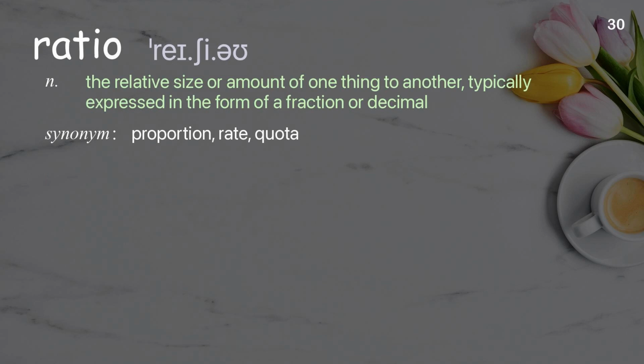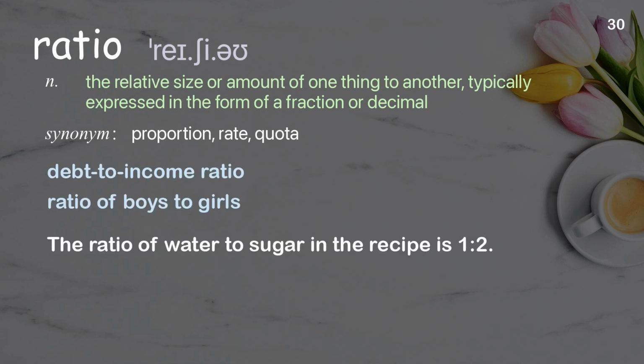Ratio. The relative size or amount of one thing to another, typically expressed in the form of a fraction or decimal. Examples: Debt-to-income ratio, ratio of boys to girls. The ratio of water to sugar in the recipe is 1:2.